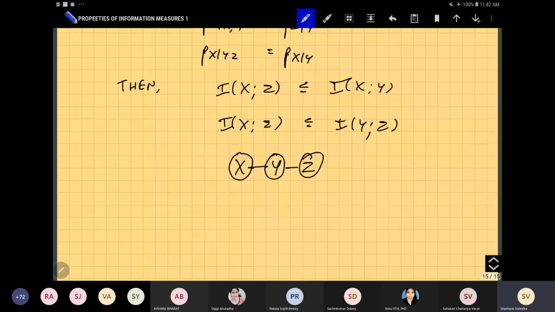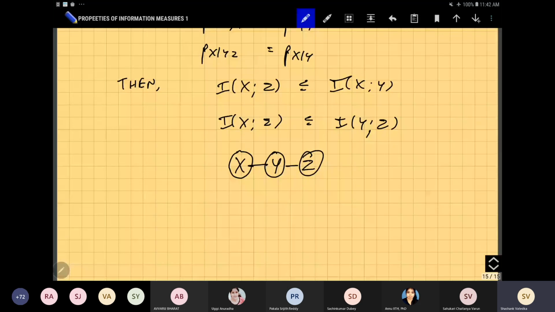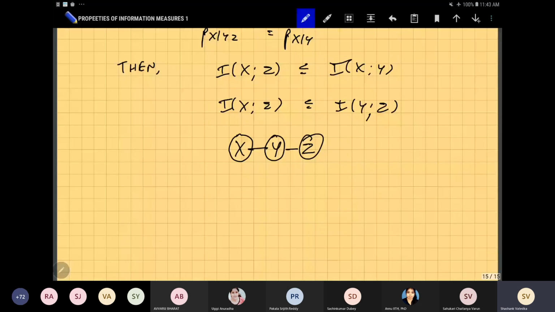So let's see how one can prove the data processing inequality. This is simply a consequence of the chain rule of mutual information. Basically, all you do is take a particular mutual information, and then using the chain rule, you expand it in two different ways, and that is it. So it's a nice little trick. Let's try to prove the first statement, I(X;Z) is less than or equal to I(X;Y).